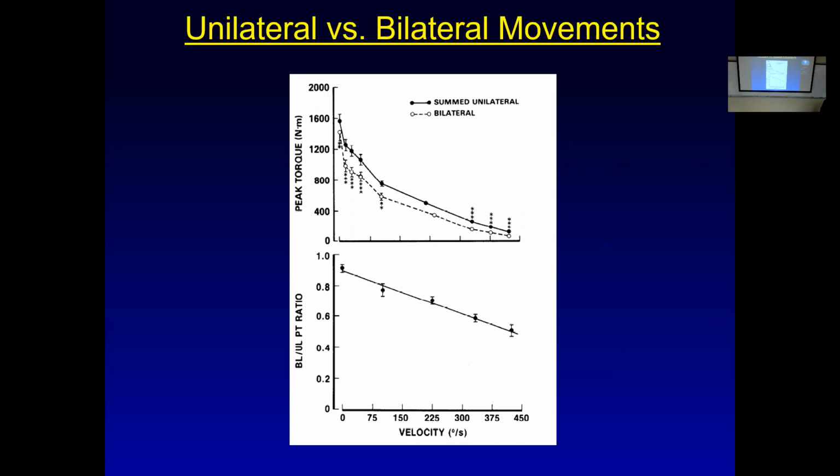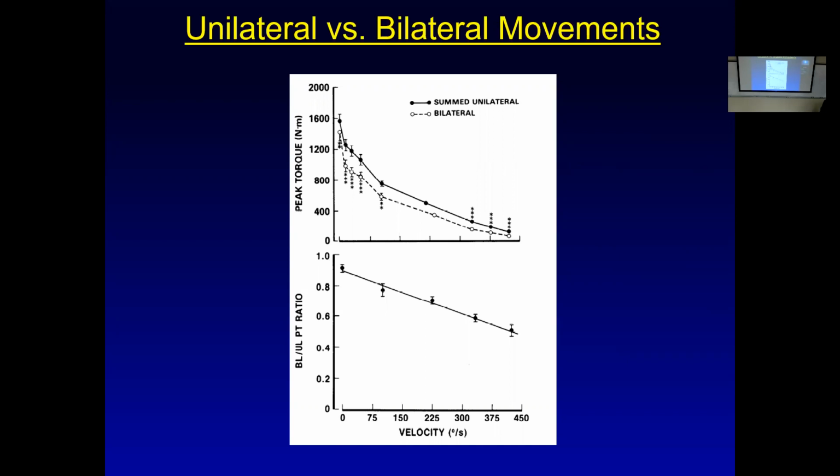Unilateral versus bilateral movements. This is really interesting to me. The neurology side of this is really fascinating. Imagine that you're doing, as Christina did, a single arm curl versus a two arm curl with a barbell. You do a single arm curl, figure out the most weight you can lift with each arm, and add them together. And you compare that to the most weight you can lift when you're doing both simultaneously. What you find is that when you use both limbs simultaneously, this is bilateral, you tend to get a little bit less force production than if you sum up the force from each unilateral contraction.